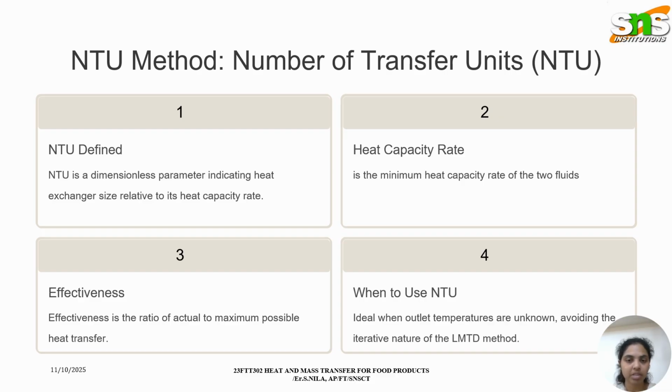So what is heat capacity rate? It is the minimum heat capacity rate of the two fluids, that is, the minimum heat capacity which the two fluids can hold. Next one is effectiveness, which is the ratio of actual to maximum possible heat transfer. So when can we use the NTU method? It is ideal when outlet temperatures are unknown, avoiding the iterative nature of the LMTD method.